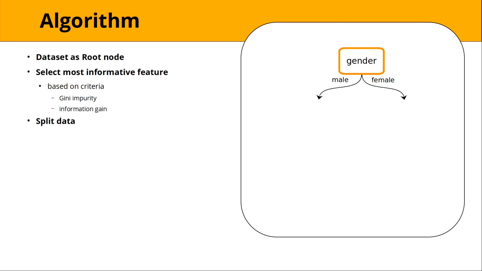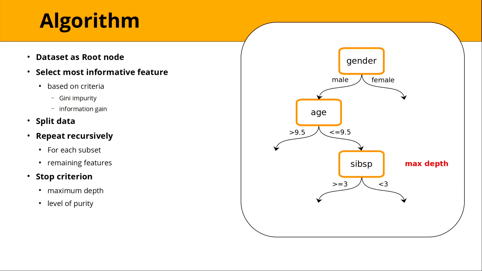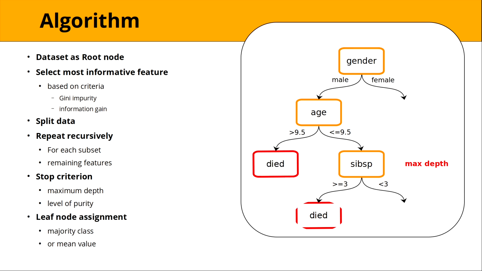Split the dataset into subsets based on the possible values of the selected feature, creating internal nodes and branches. Repeat the feature selection and splitting process for each subset, considering only the remaining features that have not been used yet. Continue recursively splitting the subsets until a stopping criterion is met, such as reaching a maximum depth or achieving a specific level of purity. Assign the majority class or the mean value of the target variable to each leaf node.